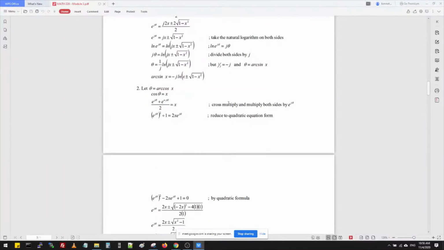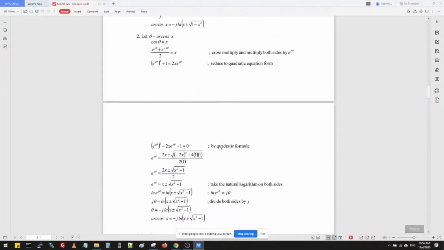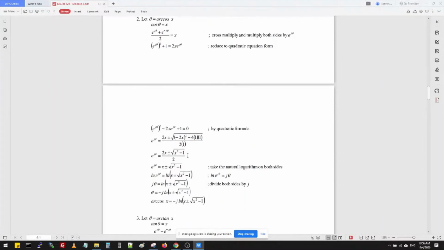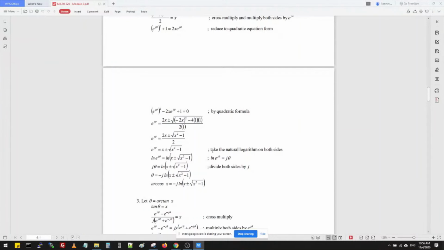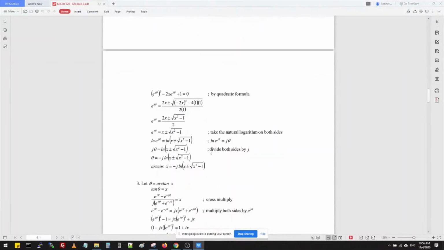So cross multiply, then reduce to a quadratic equation. Then use the quadratic formula, then factor out. Then use the radical rule, and then take the natural logarithm on both sides. Okay, I think you can do this, right? It is self-explanatory.